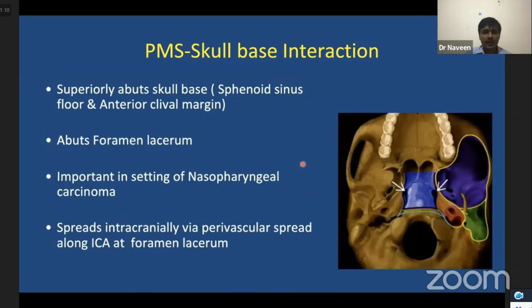We should also know the skull-base interactions. This pharyngeal mucosal space abuts the sphenoid sinuses and the anterior clival margin, and it is related to the foramen lacerum. So lesions like nasopharyngeal carcinoma can easily spread perivascularly along the ICA intracranially. And this nasopharyngeal carcinoma can also spread to the petroclival fissure. This is the carotid space, which is in close relation with the carotid artery and the IJV. This is the masticator space, which is in relation with the foramen ovale and spinosum. So we should note the skull-base foramina with the corresponding spaces.